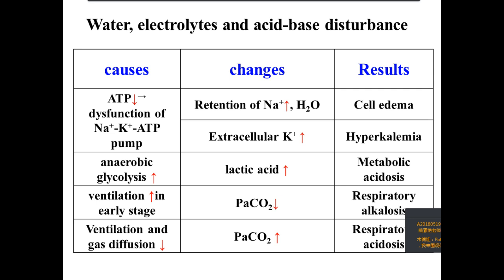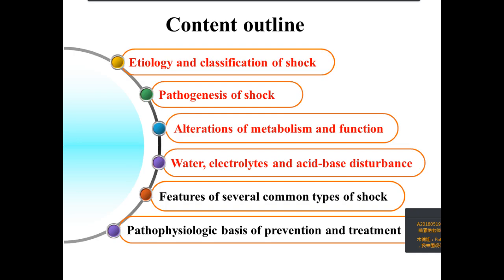Now, during the shock, metabolic acidosis also happens. So during the shock, mixed acid-base imbalance happens. Now, the acid-base imbalance may be metabolic acidosis and respiratory alkalosis. During the last stage, metabolic acidosis and respiratory acidosis. Now, that is water, electrolyte, and acid-base disturbance.